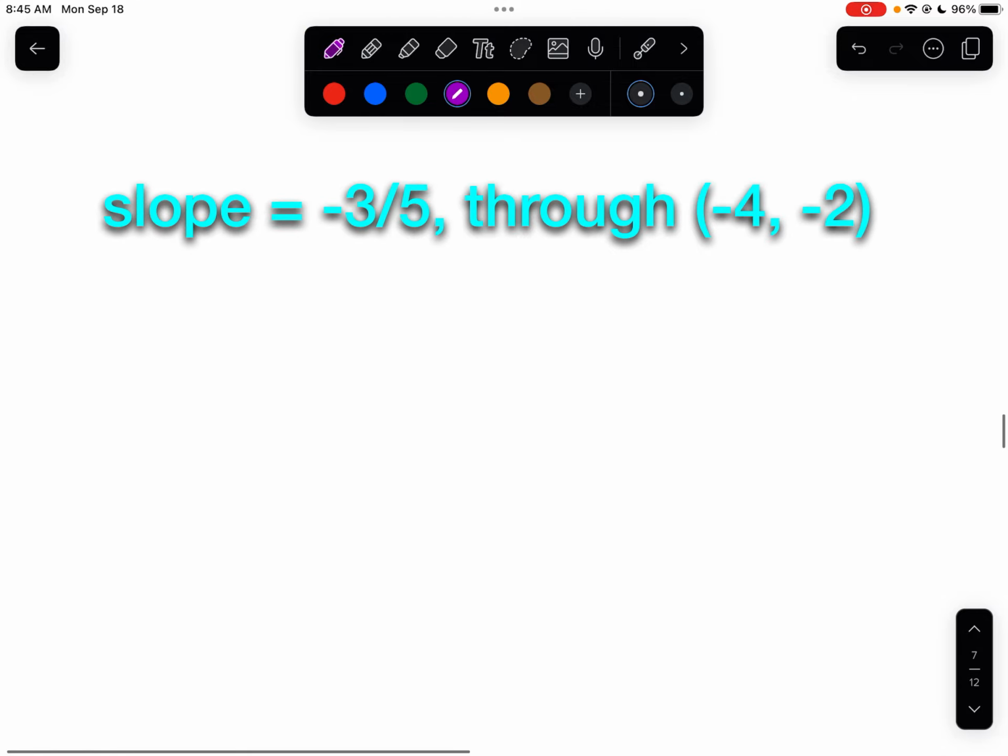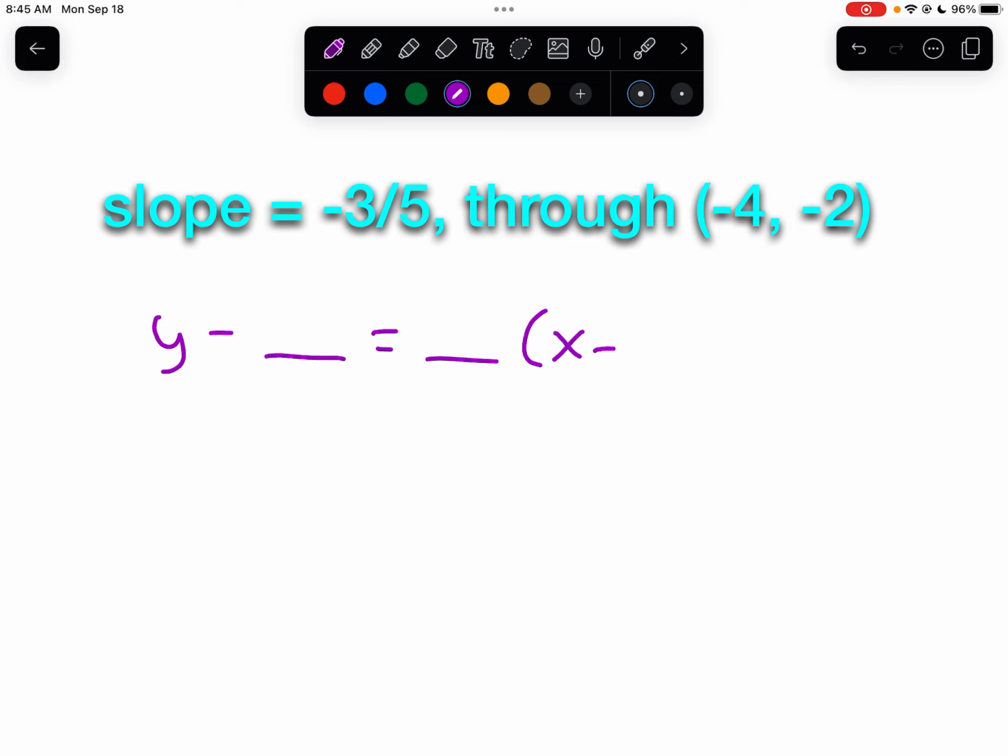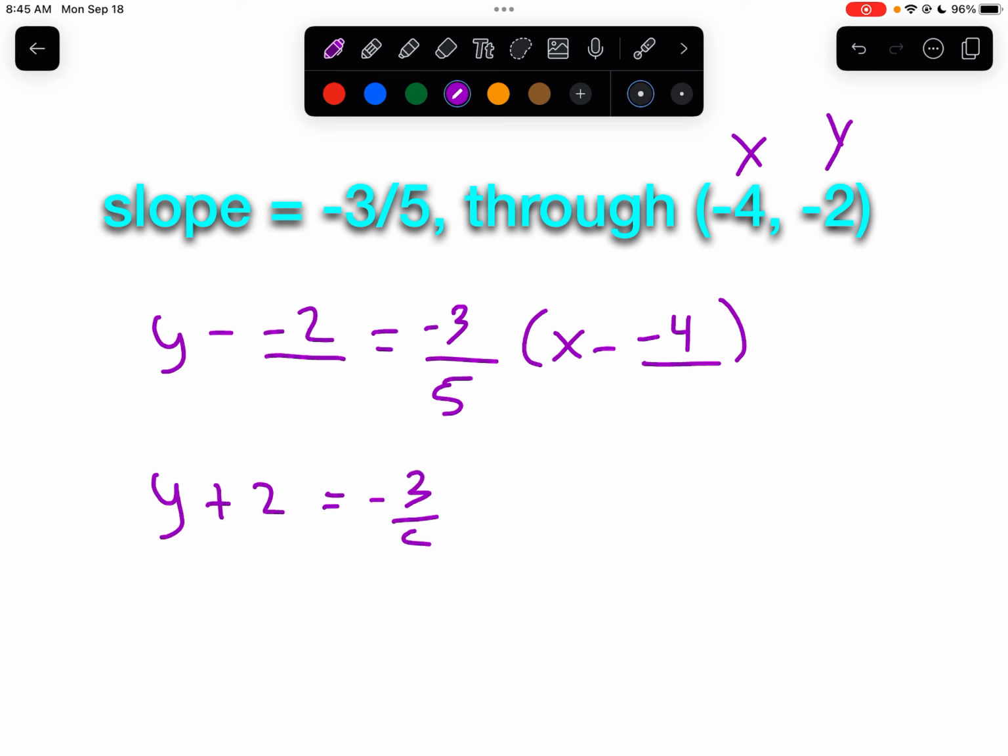Trying this example here, again, setting up our format. Our slope is negative 3/5. The x-coordinate of the point we are given is negative 4. The y-coordinate of the point we are given is negative 2. Notice here we've got some minus negatives, and we do want to clean those up to call this y plus 2 equals negative 3/5 times x plus 4. Note that the coordinates were negative, and yet the formula appears to be positive. We've got to be extra careful with that.